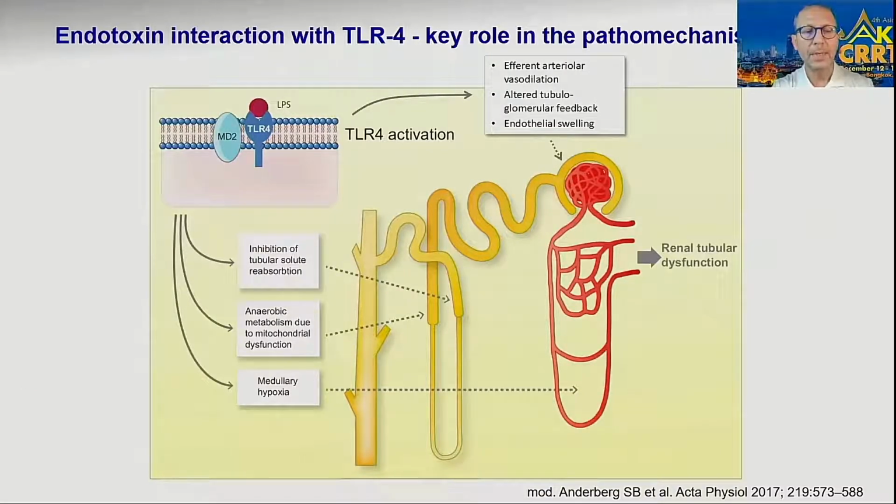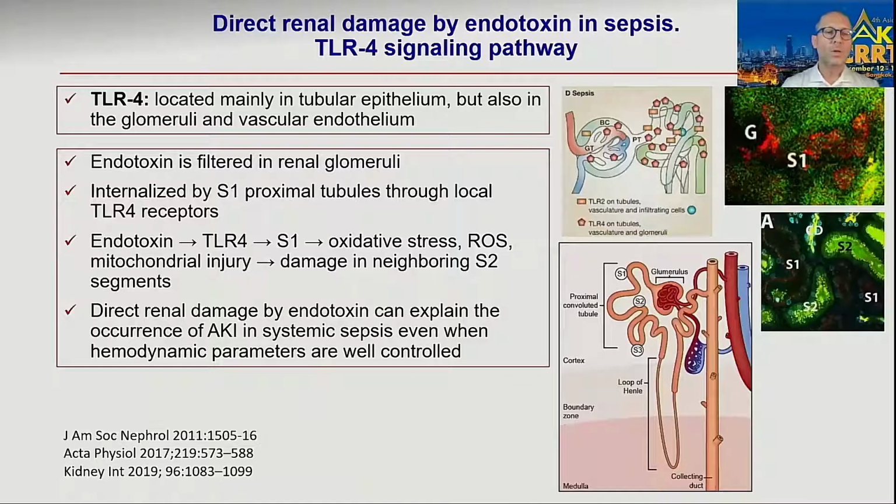Although the exact mechanism underlying renal dysfunction in sepsis remains unknown, there's a lot of evidence pointing to the prominent role of toll-like receptor 4, which is expressed in the kidney. Its activation causes cytokine and chemokine release, leukocyte infiltration, and that results in endothelial dysfunction, tubular dysfunction, and altered renal metabolism and circulation. Toll-like receptor 4 receptors are located in tubular epithelium, in the glomeruli, and vascular endothelium.